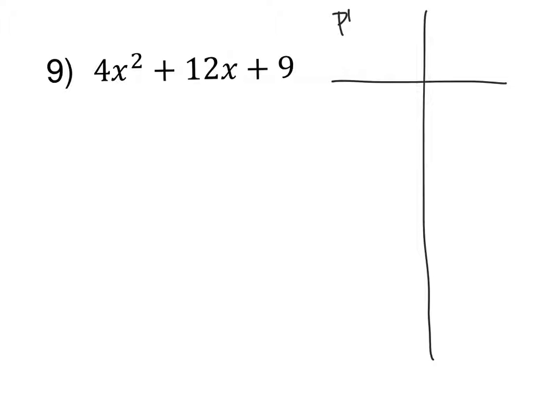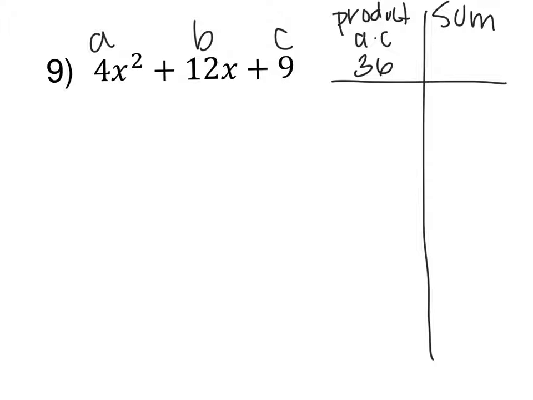And on the left side is my product side, which is always a times c. Let me identify a, b, and c. Well, a is the number in front of x squared, b is the number in front of x, c is the number by itself. So for this left side, I'm going to multiply 4 times 9, which is going to give me 36. On the right side is my sum side, which is always b, and that is 12 in this case. I'm going to go ahead and put my plus signs in there just to denote that they are both positive. So I've got to look for, on the left side, two things that multiply to give me 36.